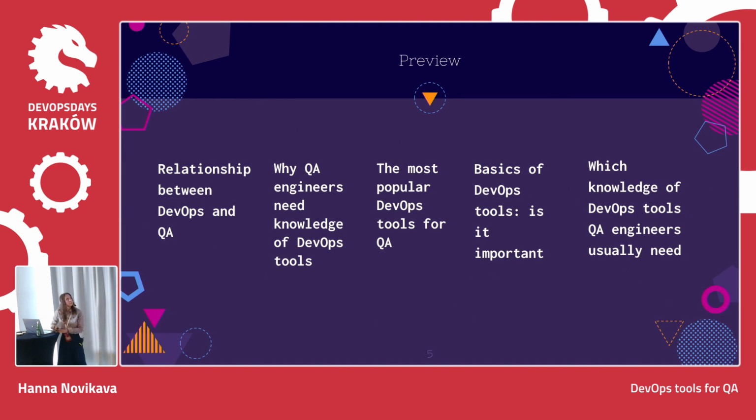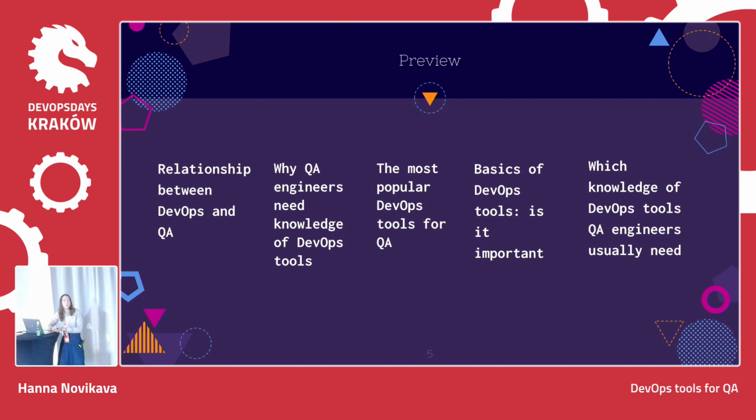This is a preview. We will check some topics. For example, the relationship between DevOps engineers and QA engineers, why they work together, how many steps they do together, and why QA engineers need knowledge of DevOps tools. Maybe I just want to push my work to QA engineers and that's all? No.